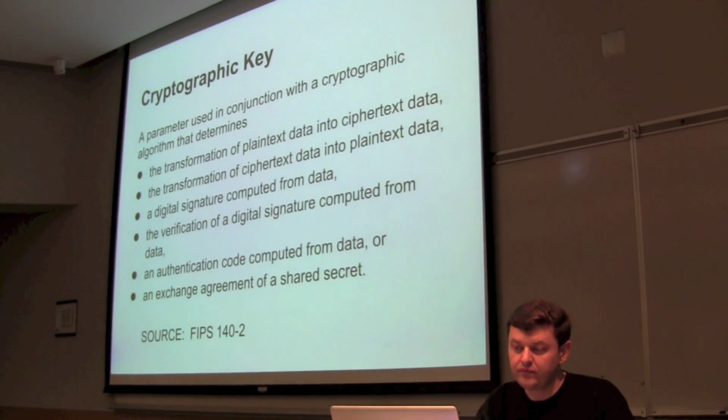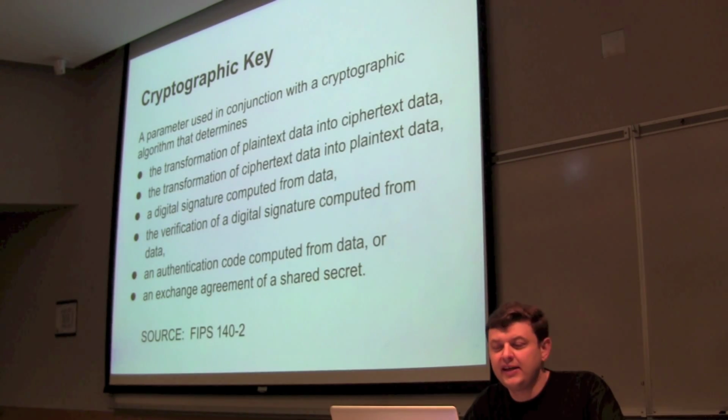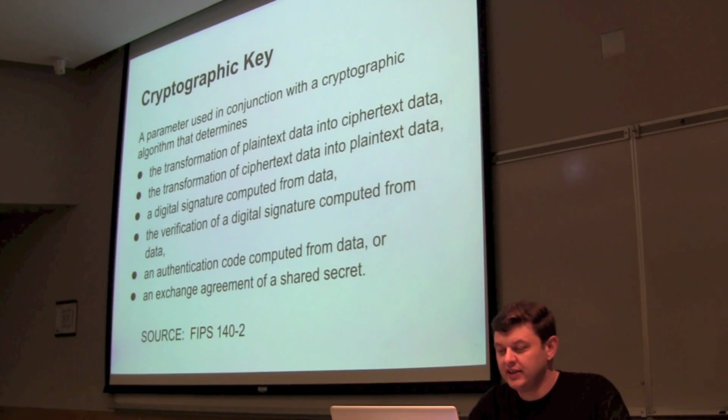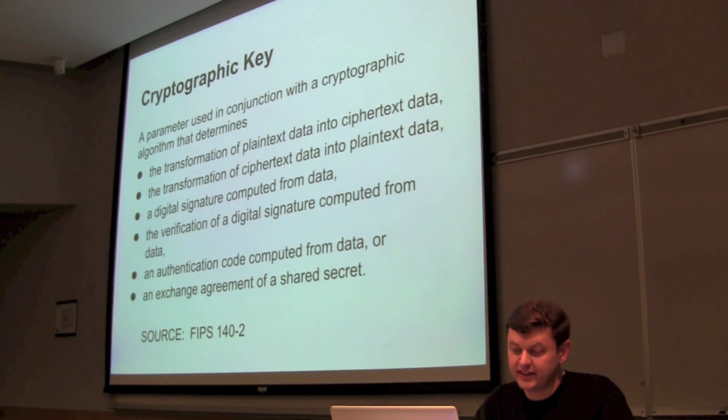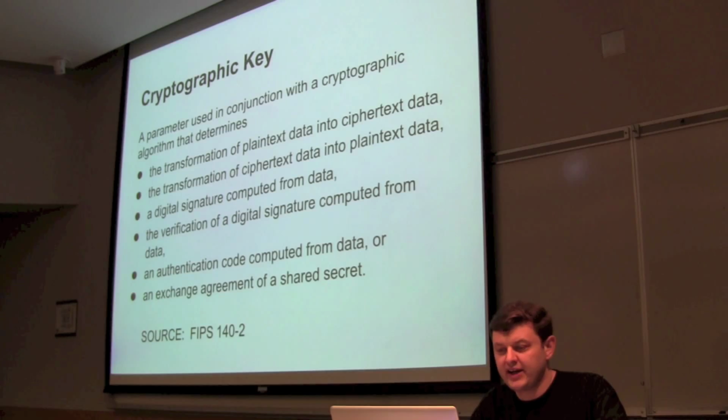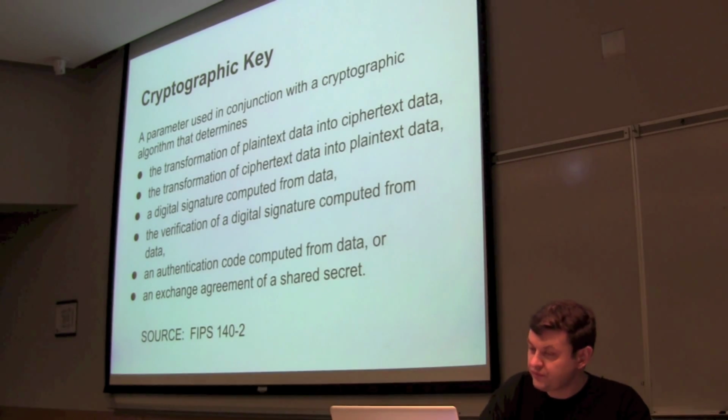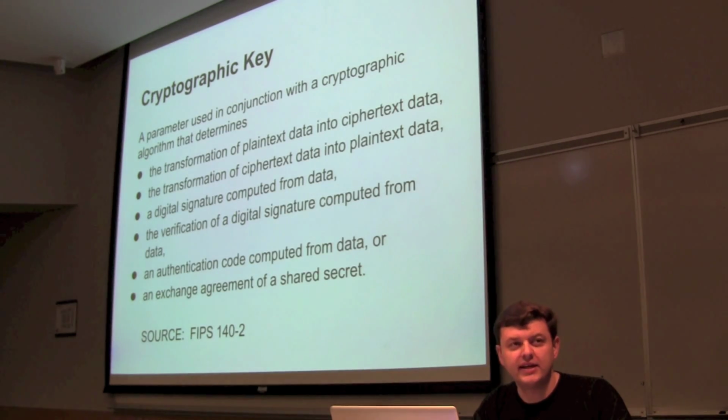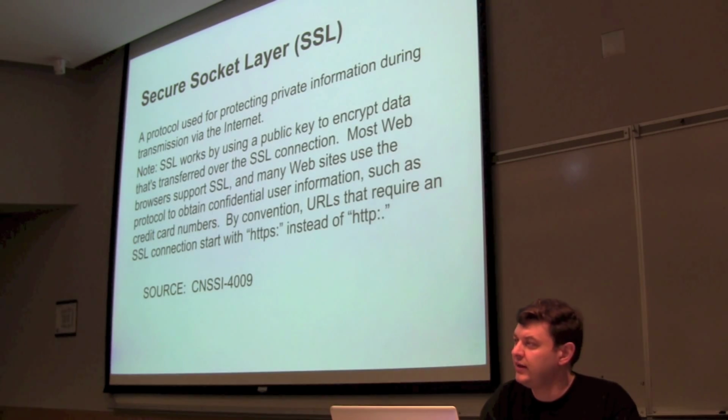And then a cryptographic key. This is used all over the place. Sometimes it's called a cipher key or a secret key as well. It's a parameter that's used with a whole bunch of different types of cryptographic operations. So it's used in encryption as part of moving plain text and ciphertext back and forth. It's used with digital signatures. It's used with authentication code means. It's a pretty key concept for a lot of cryptography.